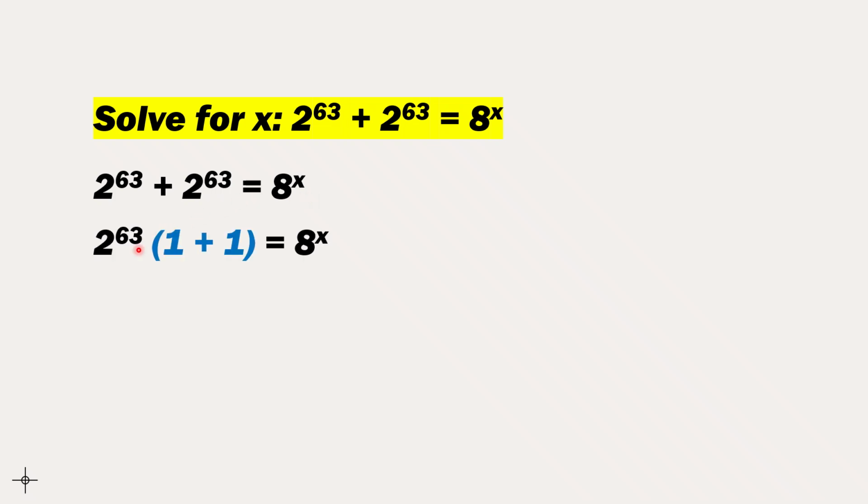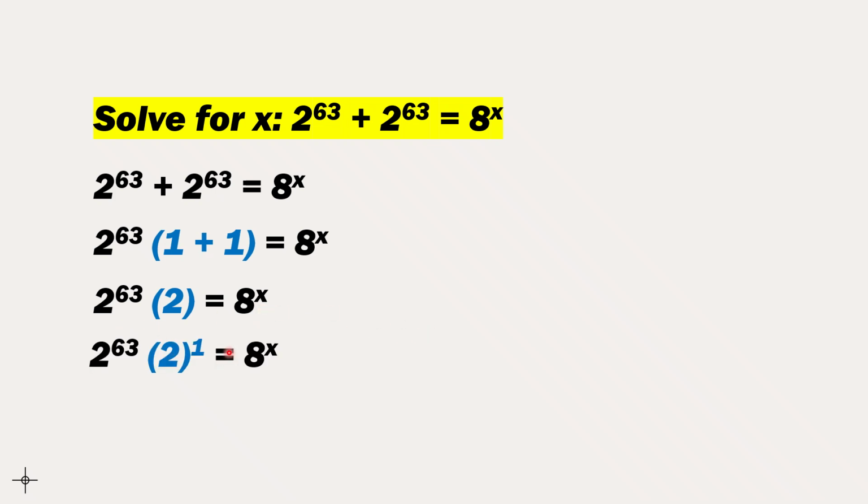First thing to do as a strategy is to factor out the common factor, which is 2 to the 63rd. And what happens there is that I leave 1 plus 1 is equal to 8 to the x. Working with that, when you add 1 plus 1, that will be 2. So you multiply 2 to the 63rd by 2 to the 1 is equal to 8 to the x.